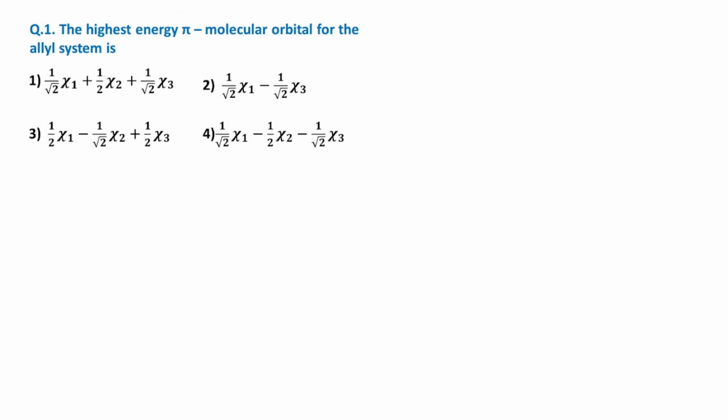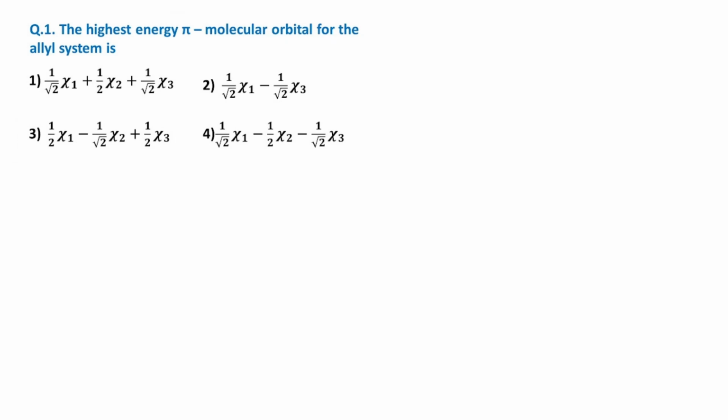You have already seen the video of Huckel's MO, I guess. So this is one of the questions: the highest energy pi molecular orbital for the allyl system. You need to find out of these four which wave function belongs to the highest energy pi molecular orbital. The hint is, higher the number of nodes, higher is the energy, right? This we are considering from the particle in a box time.